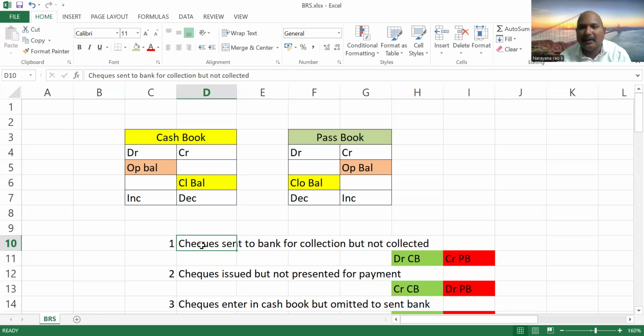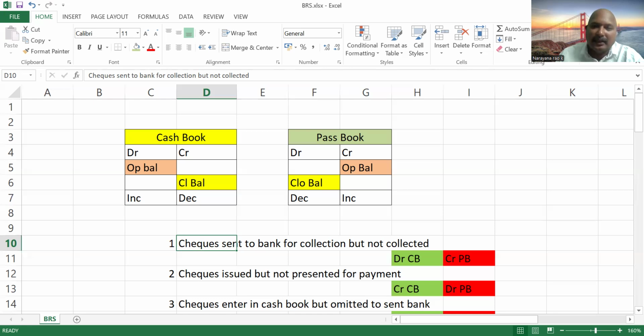Generally, it appears on the debit side of the cash book but not on the credit side of the passbook. Once again, whatever transactions we have on the debit side of the cash book must be on the credit side of the passbook. And whatever transactions we record on the credit side of the cash book must be on the debit side of the passbook. Then only an equal balance will come.